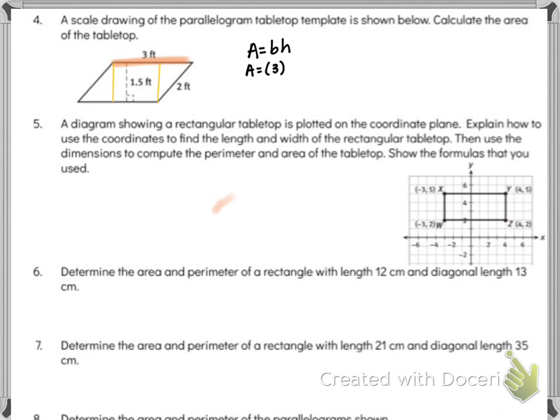And your height for this one is not going to be 2, because again, I needed to make a right angle and this one doesn't, okay? So we need to find a length that's going to make that right angle. And if we look at this one right here, that right there is a right angle. So the height is actually 1.5. Okay, multiply those together, you would get an area of 4.5 feet squared.